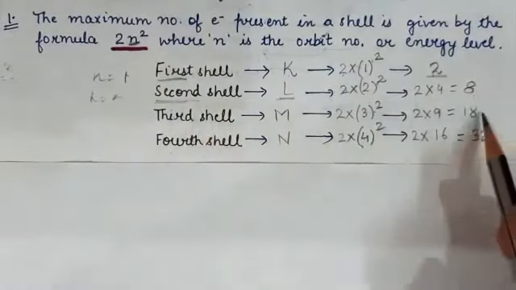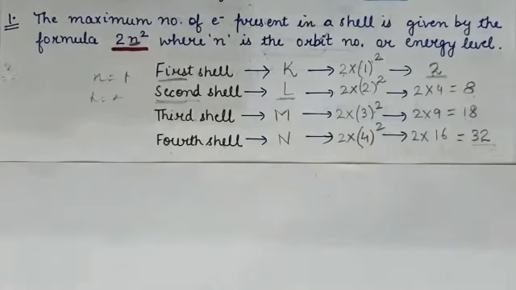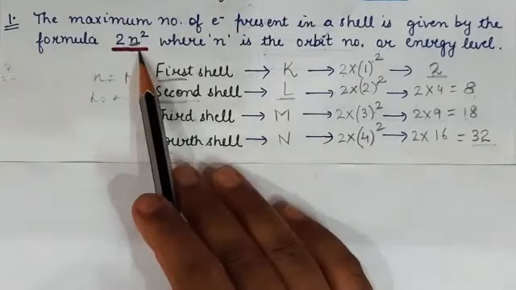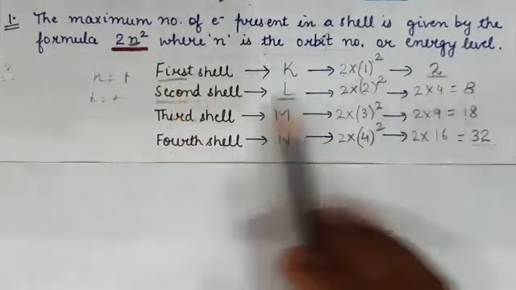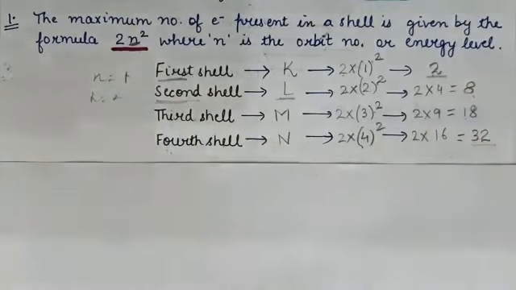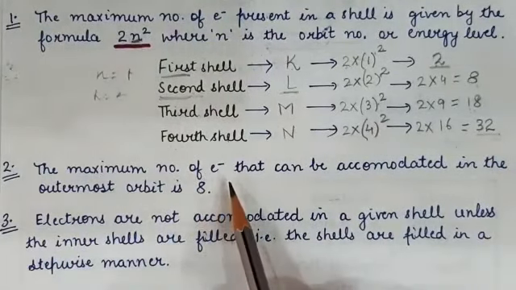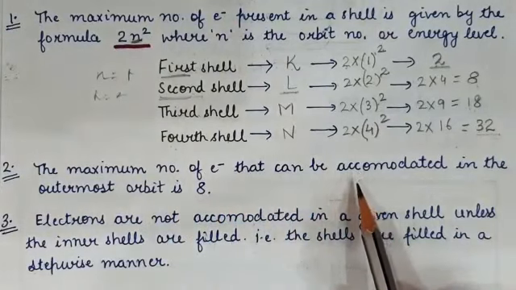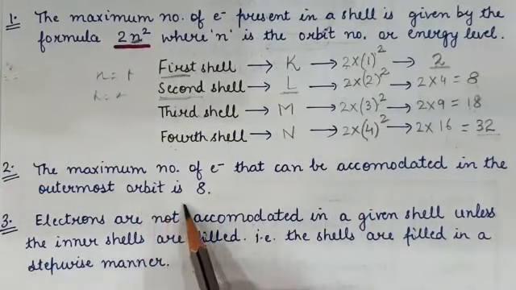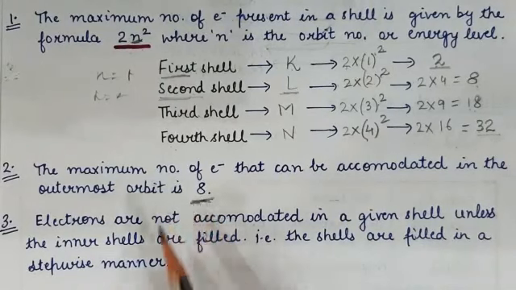Same for the third shell, 18. Same for the fourth shell, 32. So these are the maximum numbers of electrons present in a shell, given by 2n squared. The first shell 2, second 8, third 18, fourth 32. The second rule: the maximum number of electrons that can be accommodated in the outermost orbit is 8.